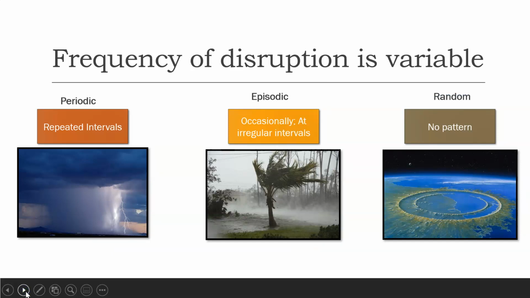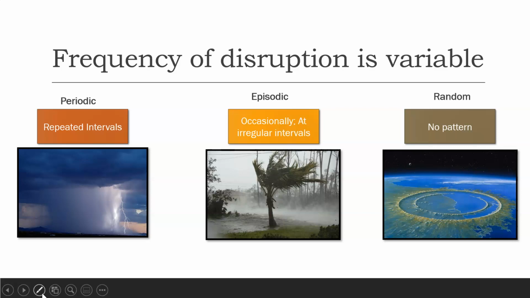So the frequency, aside from being short-term or long-term, of these disruptions can be variable. They could be what we call periodic. They may happen at repeated intervals. This could be something that's seasonal, like wet and dry seasons, like monsoon season, happens at repeated intervals. They could be episodic. They occasionally occur or at irregular intervals, and this could be something like a hurricane. Maybe you don't have a hurricane every year, it could be every other year.